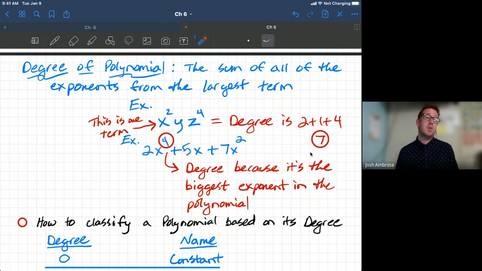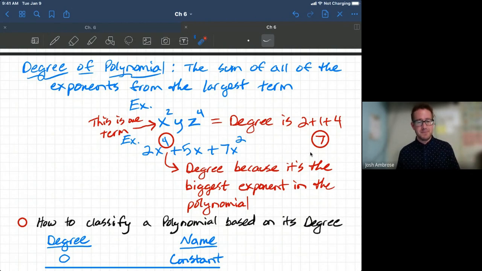Now what if you have a full polynomial with 3 terms? That would be a trinomial, so there's 1, 2, 3 terms. Then you're looking for which term has the biggest exponent, and in this case, it's this right here, the 4. Because that term has the biggest exponent, you would say the degree of the polynomial is 4.